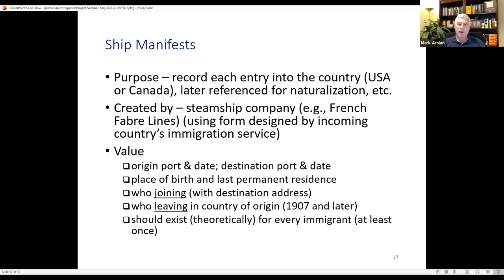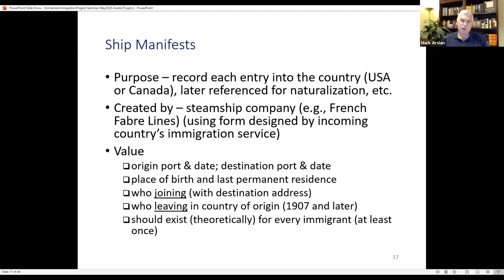So a ship manifest is a document. Let's talk about the United States ship manifest, because they're a lot more robust than the ones from Canada. The United States government, the Immigration Service at that time, let's say 1920, designed a document and said everybody that's coming in that's going to be delivered to a United States port has to be on the ship manifest and has to answer a bunch of different questions.